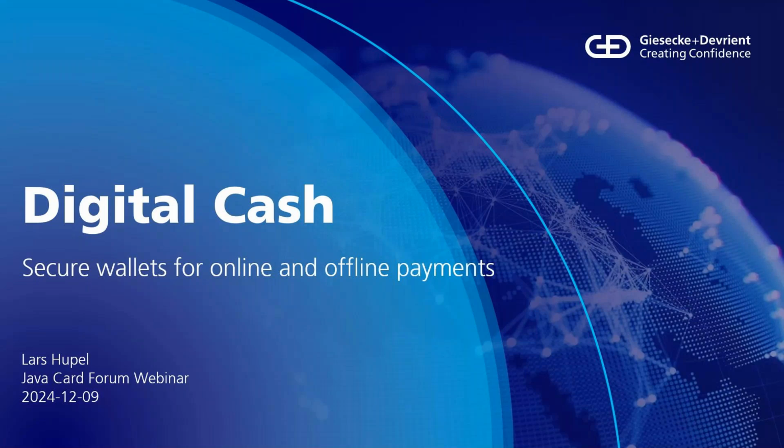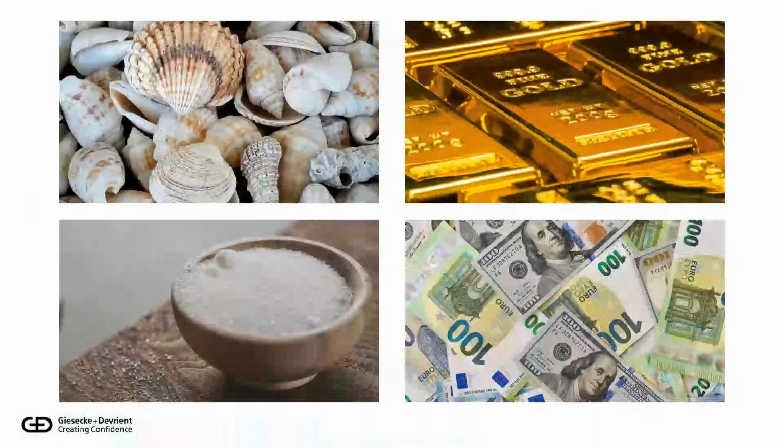Now to start, I have brought you a small puzzle to get the presentation started. There's 4 pictures on the slide. We have shells in the top left, we have salt in the bottom left, then we have gold at the top right, and banknotes at the bottom right. And the puzzle is now, what do these 4 pictures have in common? And the answer is they all served or continue to serve as money in our society.